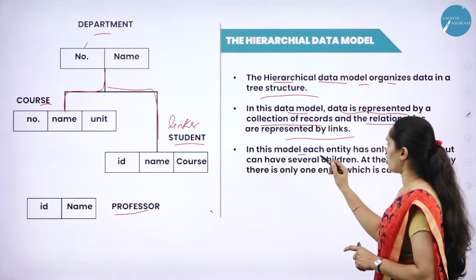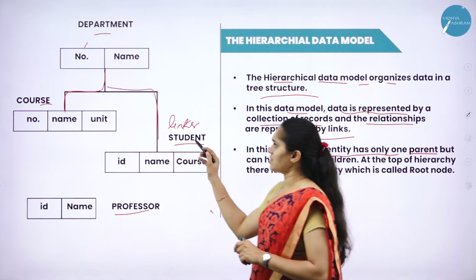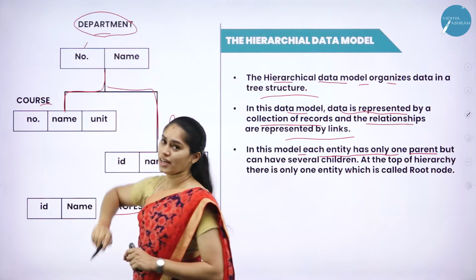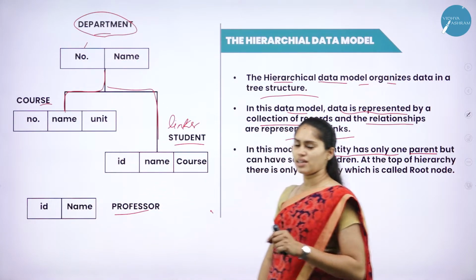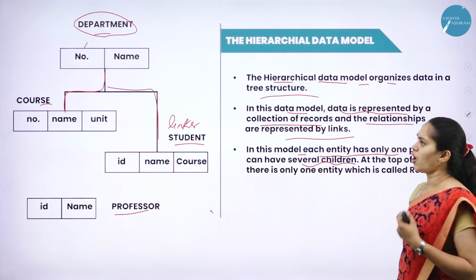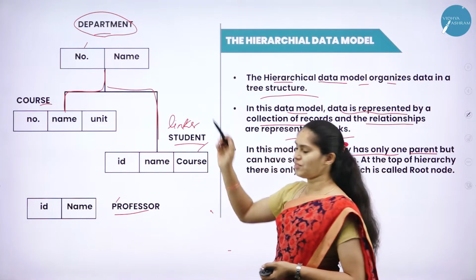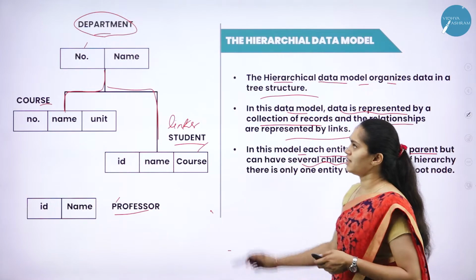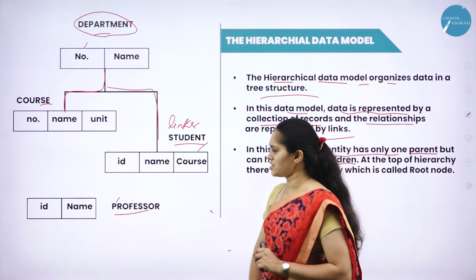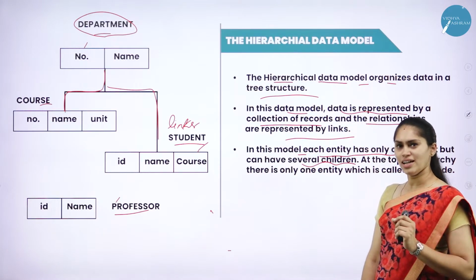And also in this model, each entity has only one parent. If you see this, if you consider the department, it is the only root node. It can have any number of children. So all these student, course as well as professor records are derived from the department. Here the department is considered the root node, and all these, the student, professor and course, will be considered children of that particular root node called department.